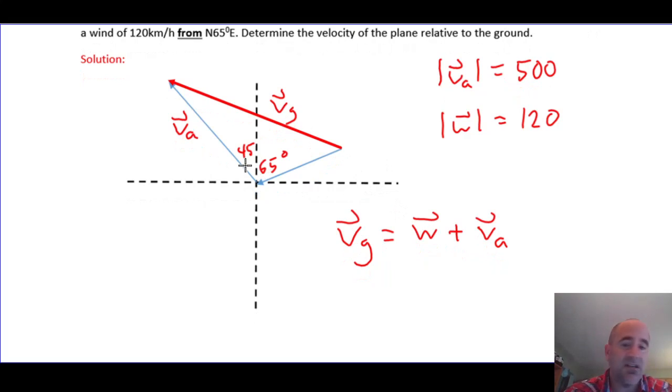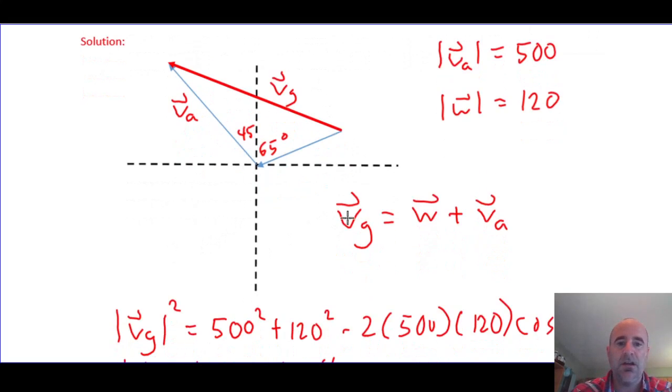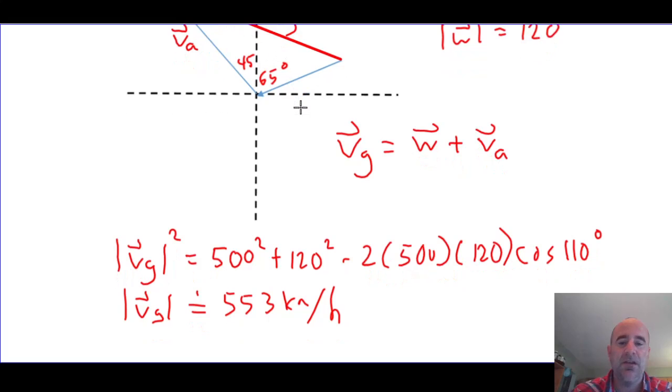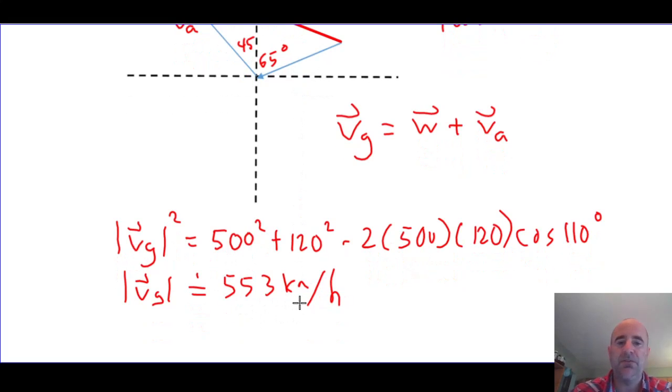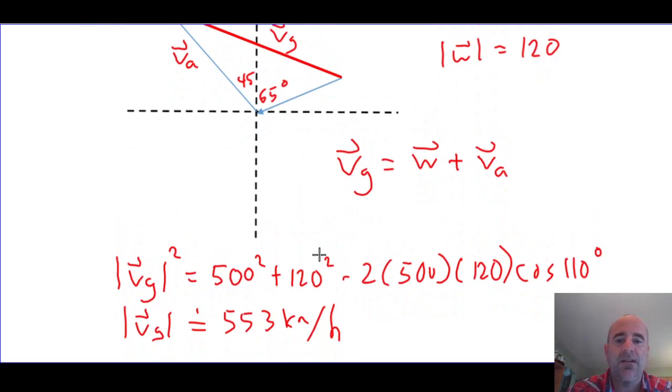Okay, it looks like there's 110 degrees. So it's just a matter of using the cosine law to determine the length of this vector. Let's do that. We set it up with the cosine law, and sure enough, we have 500 squared plus 120 squared minus 2 times 500 times 120 times the cosine of 110, that's 45 plus 65, and we get 553 kilometers an hour, which seems like a reasonable speed. The 120 kilometer an hour wind sped us up by about 53 kilometers an hour.